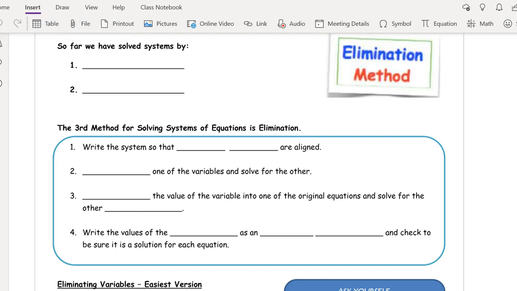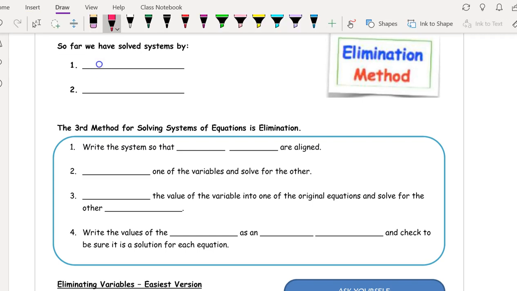So for the elimination method, that's our third method. So far we've solved by graphing, and we've solved using substitution. Okay, so when I do the elimination method, this honestly is a favorite of a lot of people, so it's going to be a preferred method.